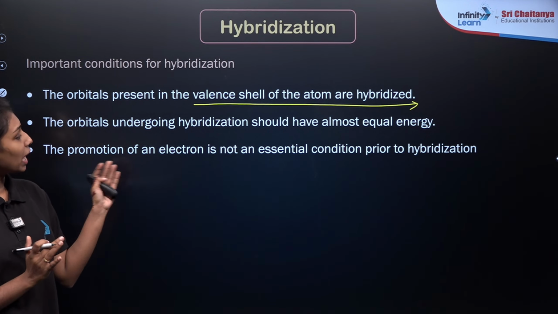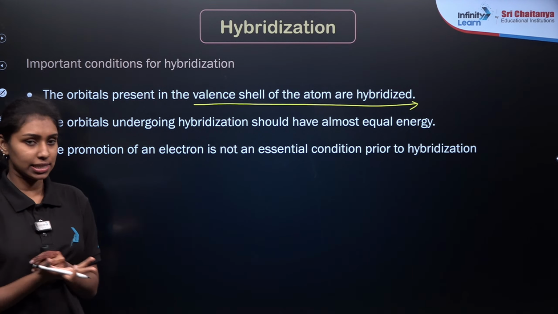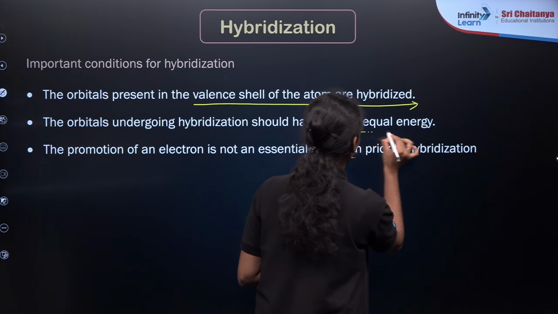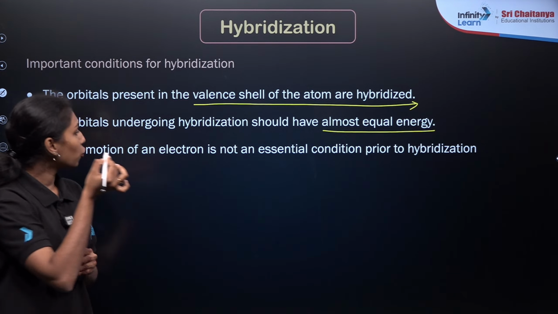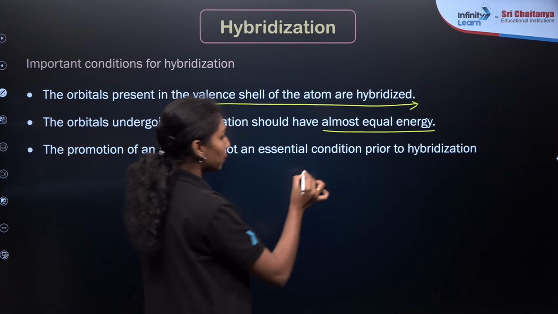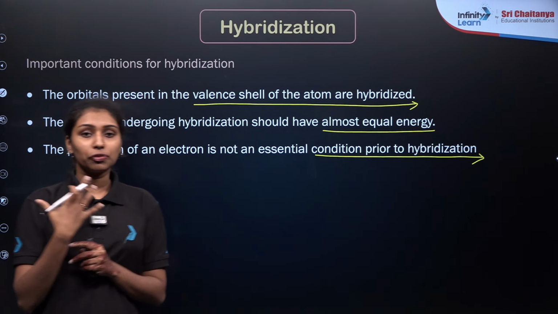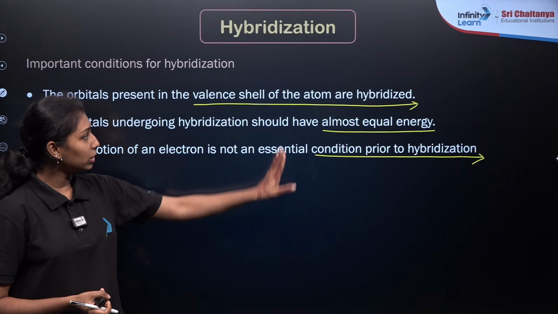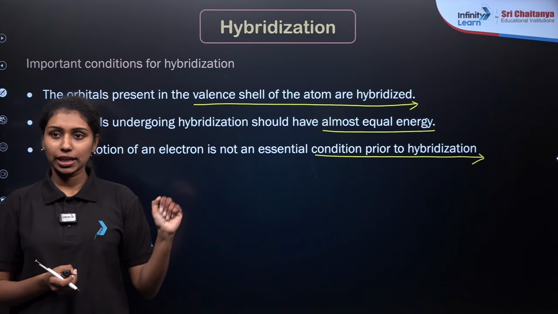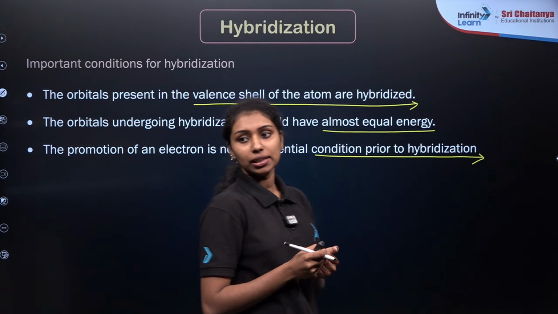Then the orbitals undergoing hybridization should have almost equal energy. That is the main point about hybridization. Then the promotion of an electron is an essential condition prior to hybridization. While discussing the structure of different molecules, you will get a proper idea about these 3 points given here. Is there any doubt regarding the points given here?